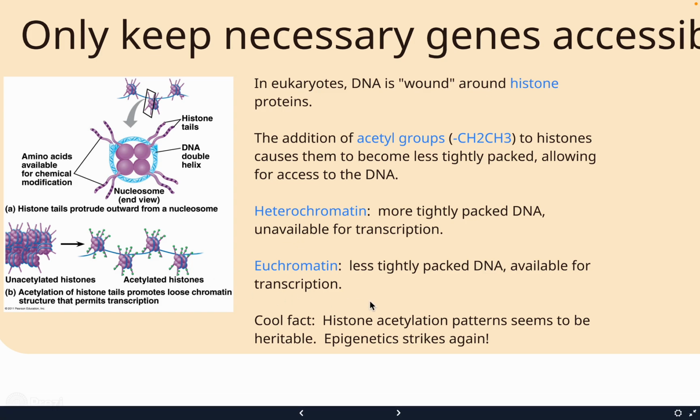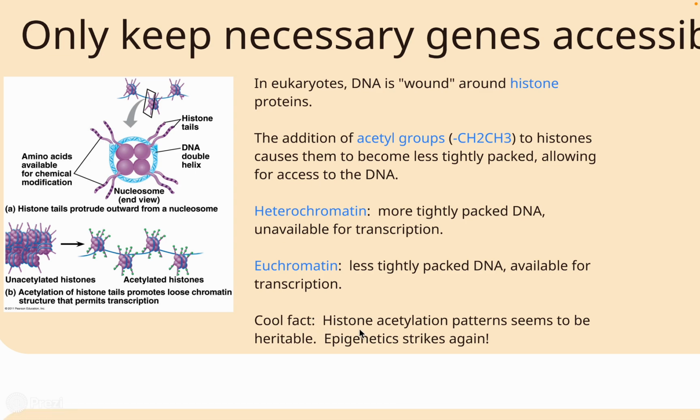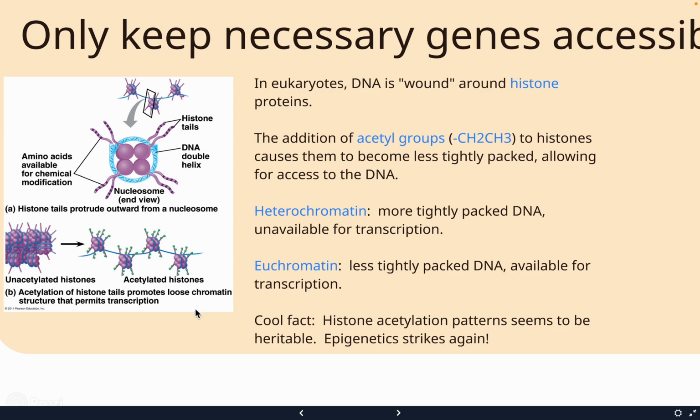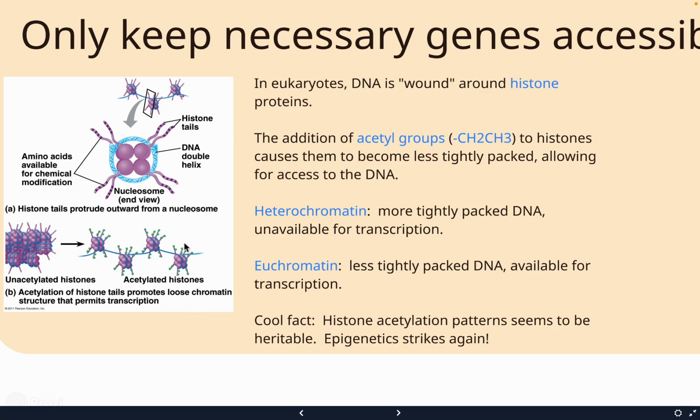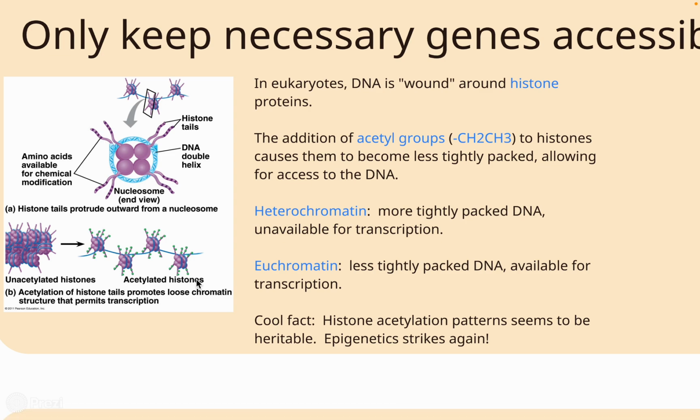So this also, though, is how epigenetics can come into play. You can see here, cool fact, histone acetylation patterns seem to be heritable. So we can also inherit some of these loose DNA situations, and that's how some genetic disorders can be passed on later in life, because you have this acetylated histone loose in a certain area of your DNA that most people would have closed. So this would be epigenetics.